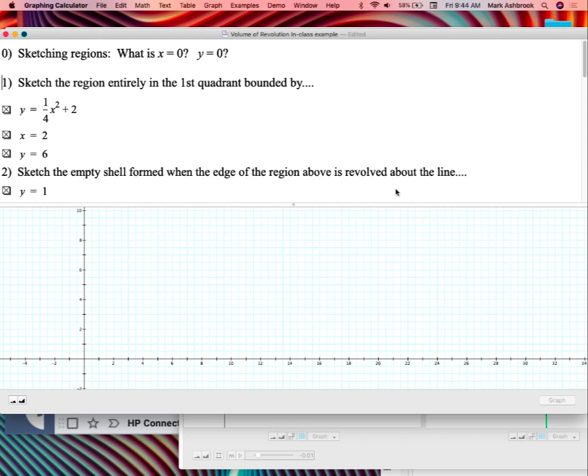It's entirely in the first quadrant, and it's bounded by these three curves or lines only. It's not bounded by anything else. It's bounded by these three only. So see how you do. Okay, we'll start by practicing that.